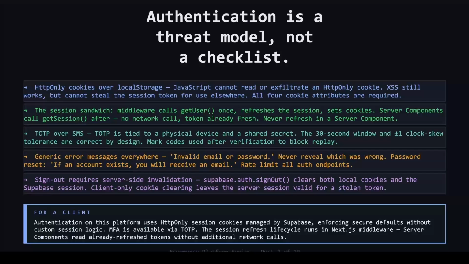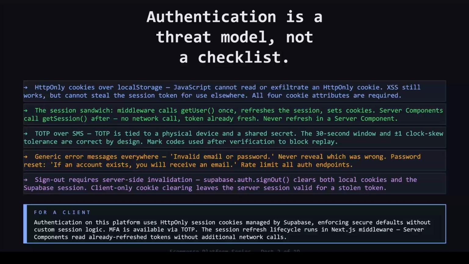So, summary. Authentication is a threat model, not a checklist. HTTP-only cookies over local storage. JavaScript can't read or exfiltrate an HTTP-only cookie. Cross-site scripting still works but cannot steal the session token for use elsewhere. All 4 cookie attributes, HTTP-only, secure, same site, path, max age, are required. Missing any one is a security regression.